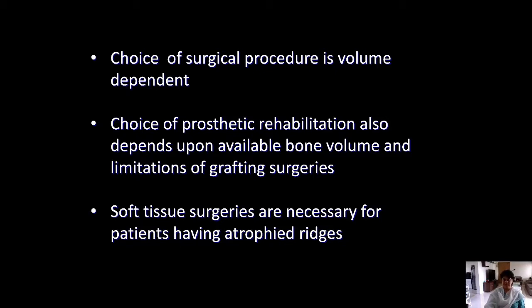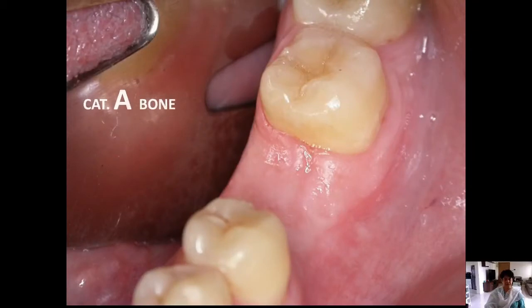And soft tissue surgeries are necessary for patients having atrophied ridges or less volume of bone, because the soft tissue shrinks as the bone dissolves. Let's quickly go through the classification which I follow, for all of you to know what I am discussing.